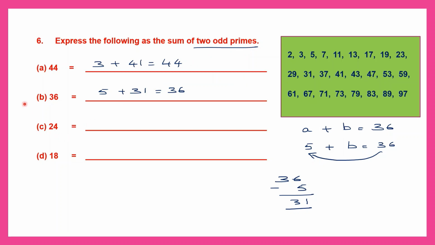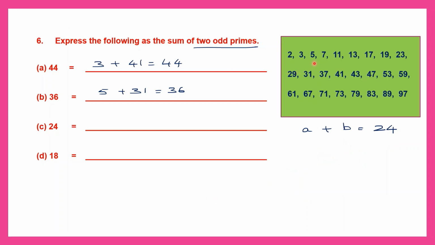Let's go to the next one, 24. This time A plus B must give us 24. So let's start again with 3. If I have 3 here as A, then 3 plus what will give me 24? Subtract these two to find out. 24 minus 3. 4 minus 3 is 1 and 2. I have 21. Let's see if 21 is a prime number. 21 is not a prime number. So I cannot say 3 plus 21, because 21 is not a prime number.